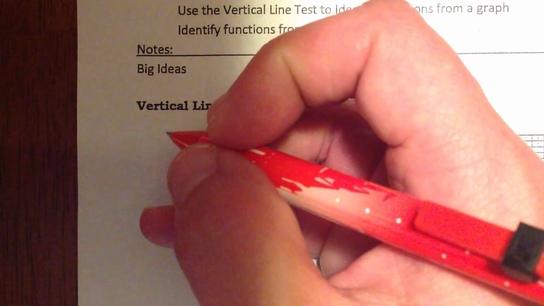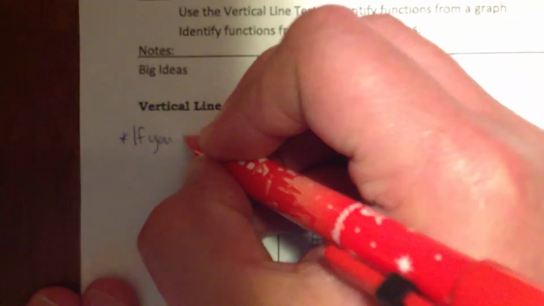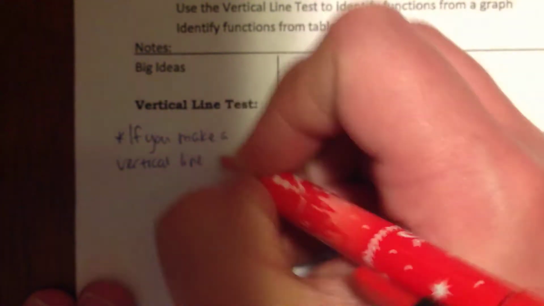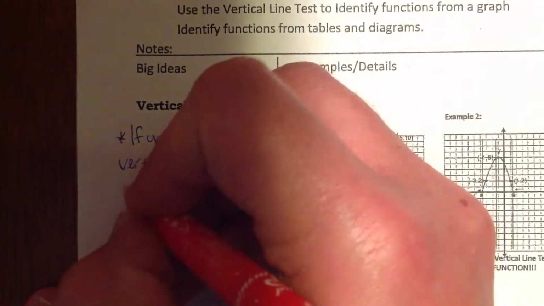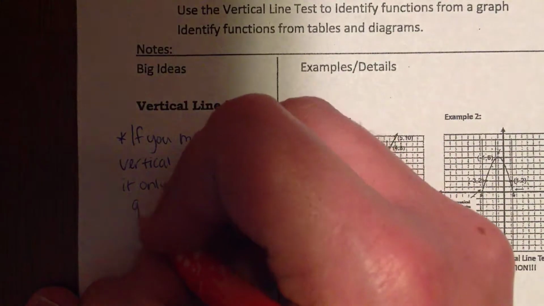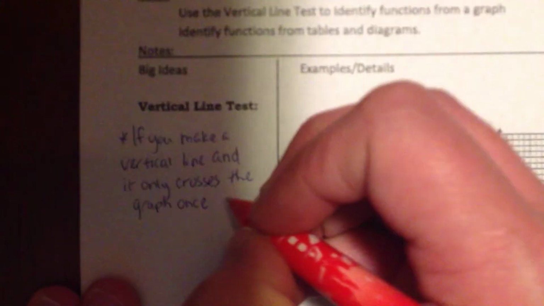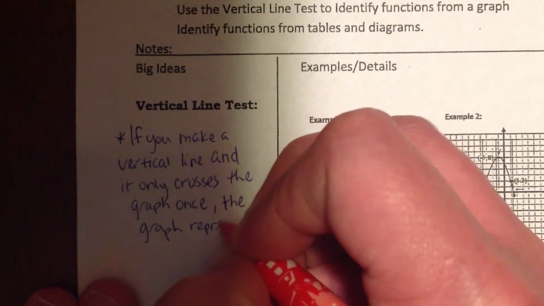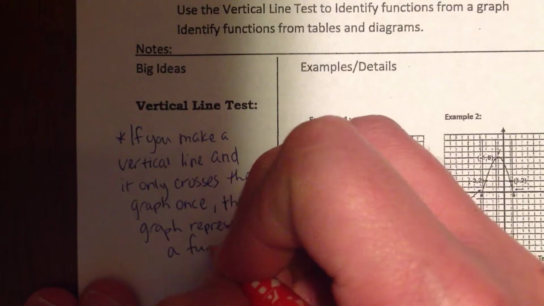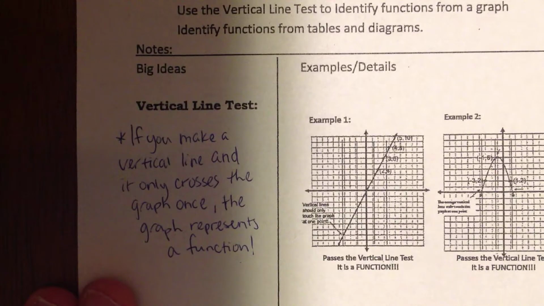Alright. On the back, the vertical line test says if you make a vertical line and it only goes through or only crosses the graph once, then the graph represents a function. So what does that mean?